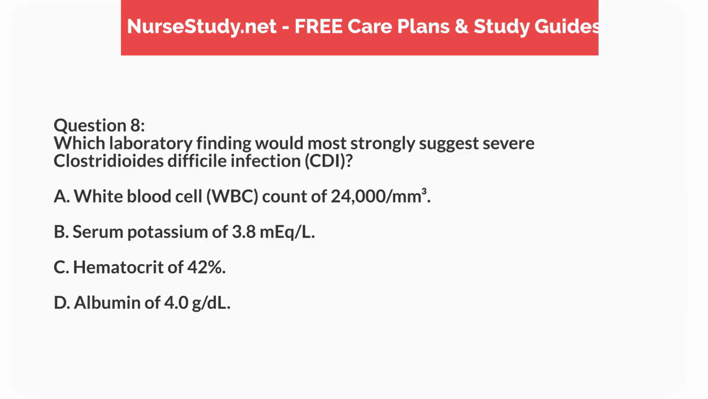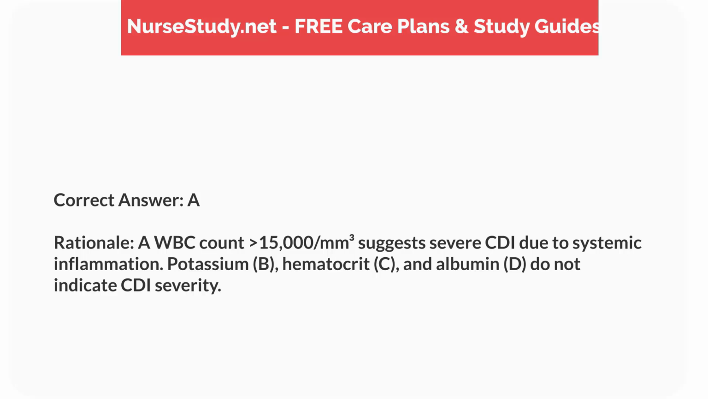Question 8. Which laboratory finding would most strongly suggest severe Clostridioides difficile infection, CDI? A. White blood cell, WBC, count of 24,000. B. Serum potassium of 3.8 milliequivalents per liter. C. Hematocrit of 42%. D. Albumin of 4.0 grams per deciliter. Correct answer, A.